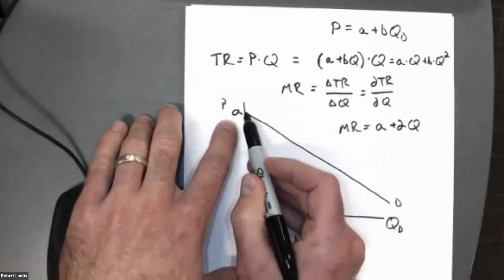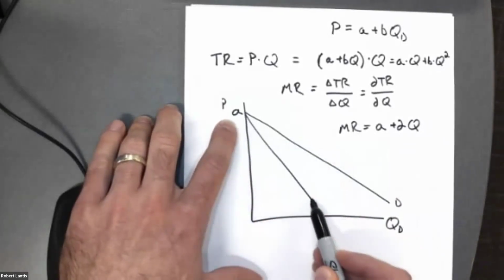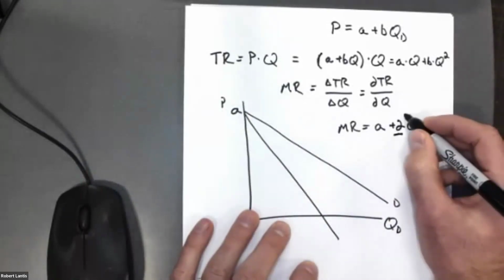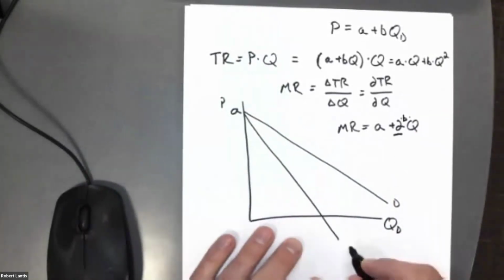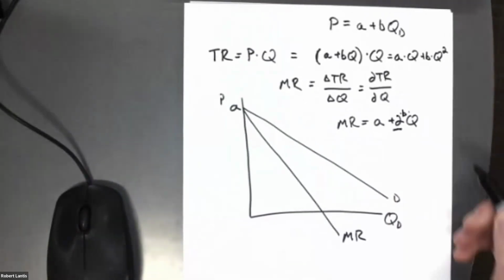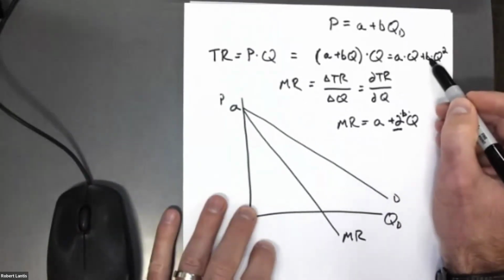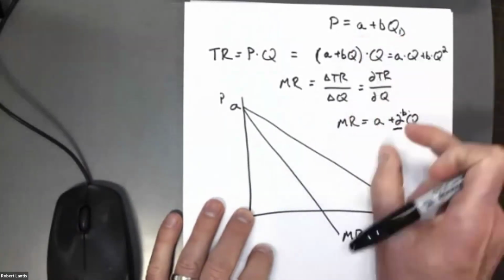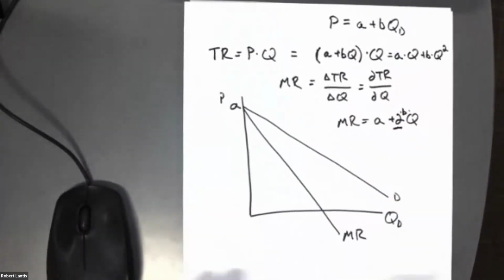So it's going to start at the same point as my demand curve, but it's going to be, oh, what did I forget here? Sorry, 2 times B. It's going to be twice as steep. Okay, I was writing too quick there. So take a derivative of this, it's 2 times B times Q. So it's the same exact equation as my demand curve, but twice as steep. Okay.